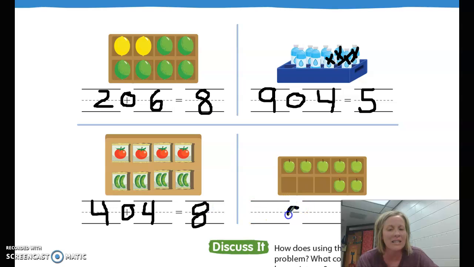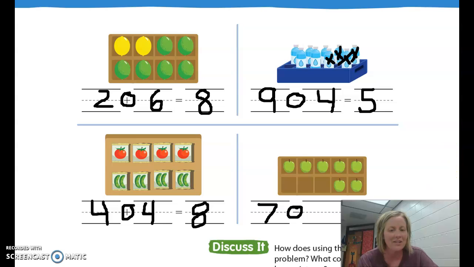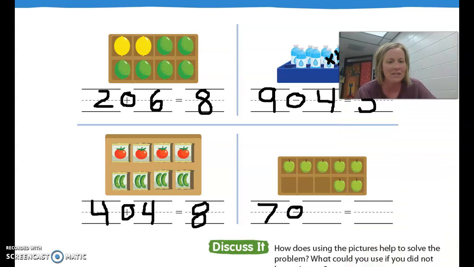Ooh, let's look at this problem. What do we need to do, boys and girls? You're right, we are taking away. So how many do we have all together? 1, 2, 3, 4, 5, 6, 7. Let's write that. 7. I want you to choose how many you're going to take away and cross them out.